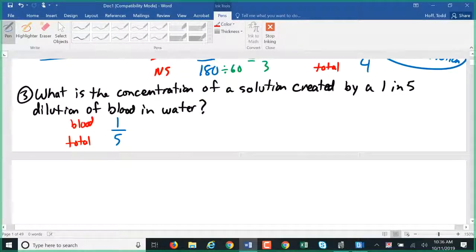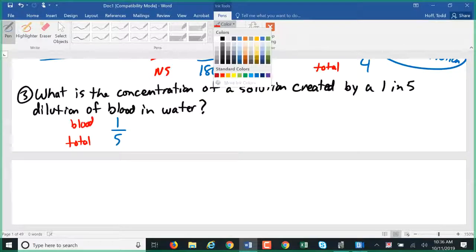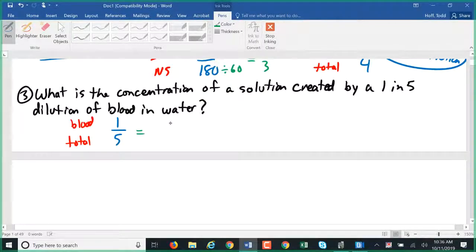There are a couple of ways we could approach this. One way that we could approach this is simply find a percent. A percent is the serum out of total anyway. So if we let the total amount be 100, this is going to give us a percent. Cross multiply and divide. 1 times 100 is 100. Divided by 5 is 20. So 20 out of 100, or 20%. A 1 in 5 dilution creates a 20% concentration solution.